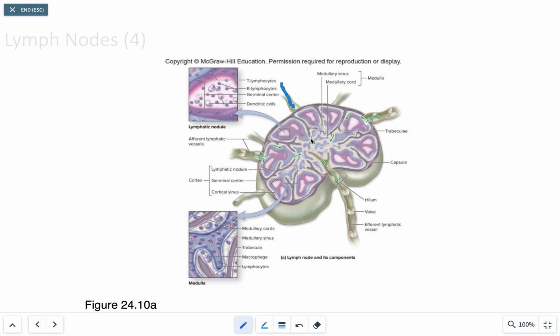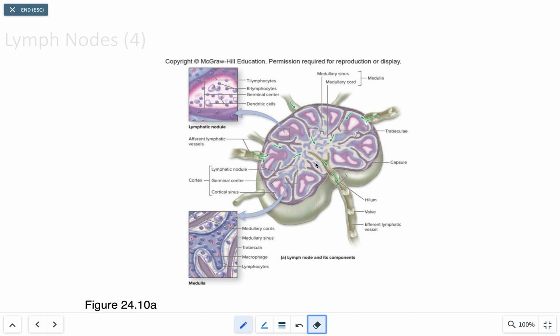So it'll allow itself to either travel through the medulla, through the medullary sinus, or through the cortex, through the cortical sinus. So a sinus is just essentially a pathway to allow the lymph to filter through the medulla and the cortex. And each one of these are important because they're going to house different types of lymphocytes or macrophages.